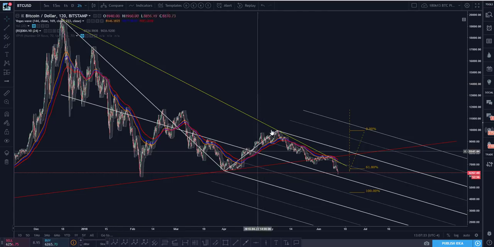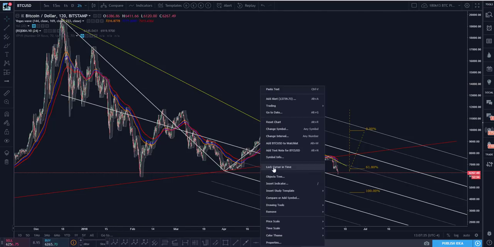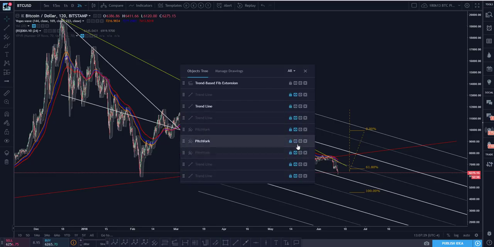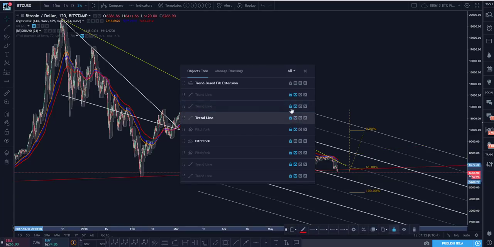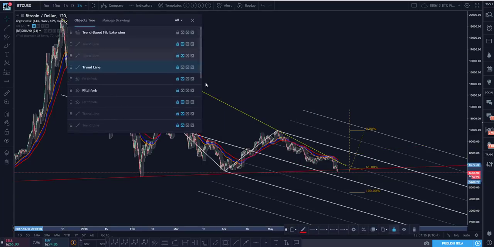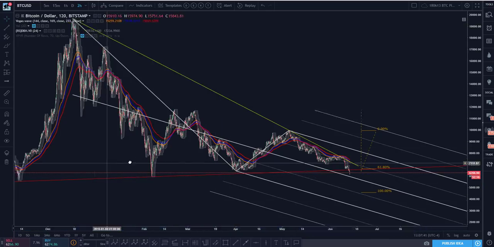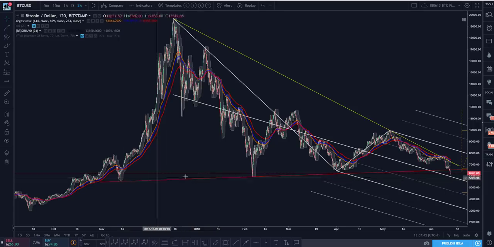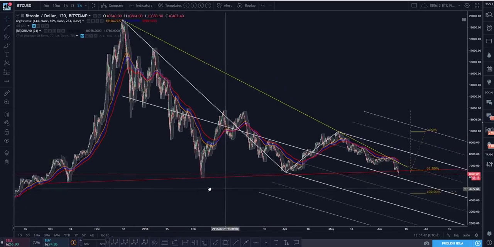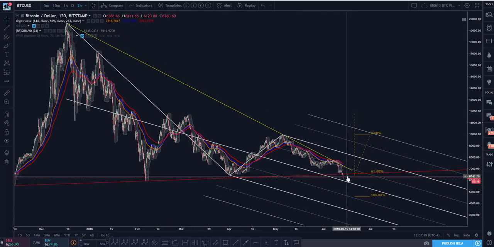So what is the next support level? Well, the next support level structurally is this red line. It's this one, right? And this one is created by connecting the last two major pivots that price didn't breach, which is this one and this one. And it broke through that one too the past couple of days.